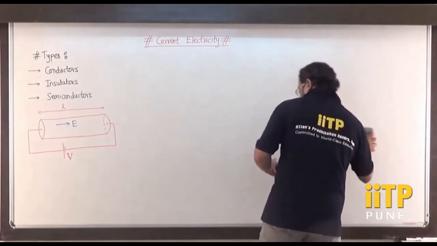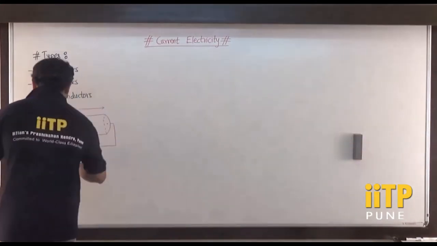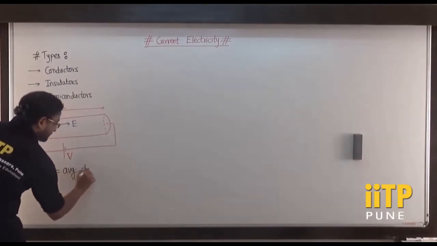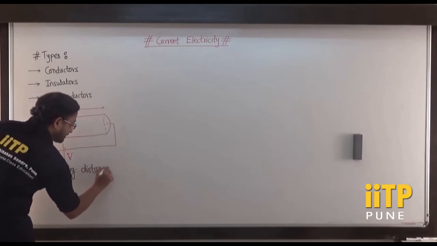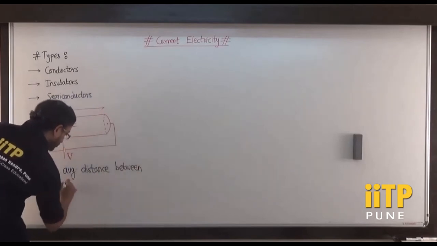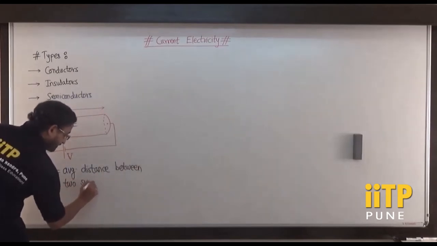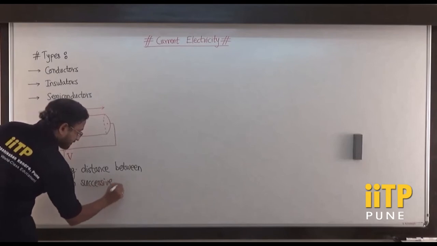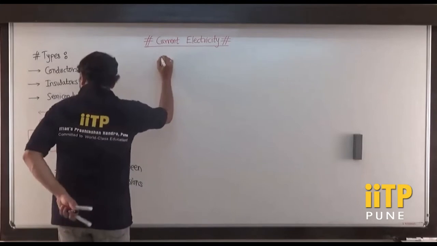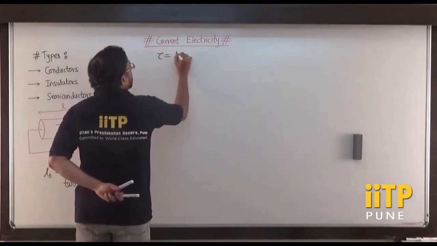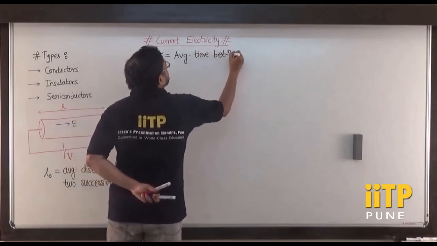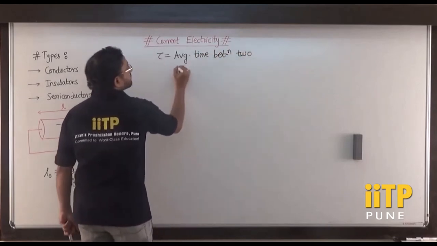So the first quantity that we define is L0, where L0 is the average distance between two successive collisions, of course. And similarly, tau is the average time between two successive collisions of electrons.